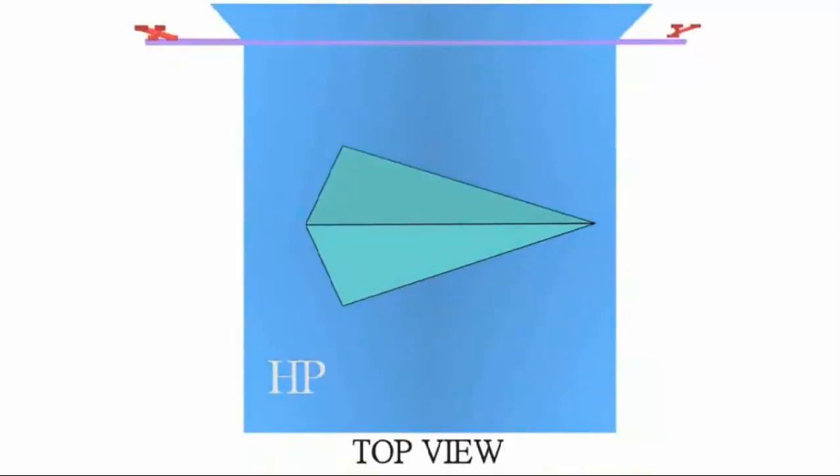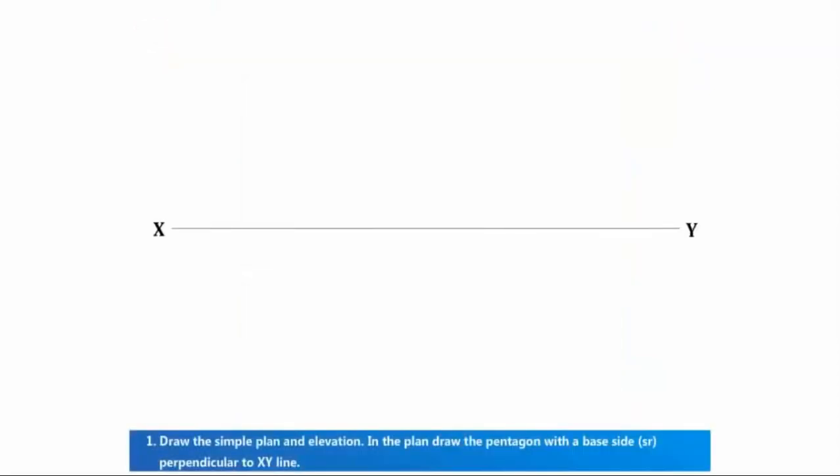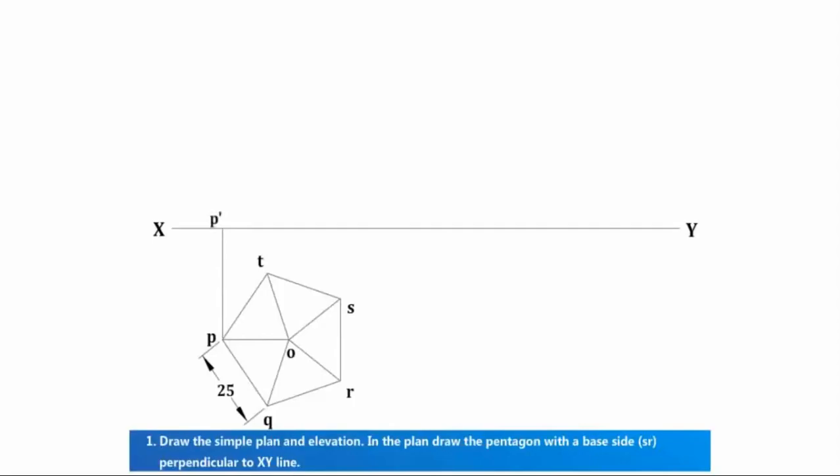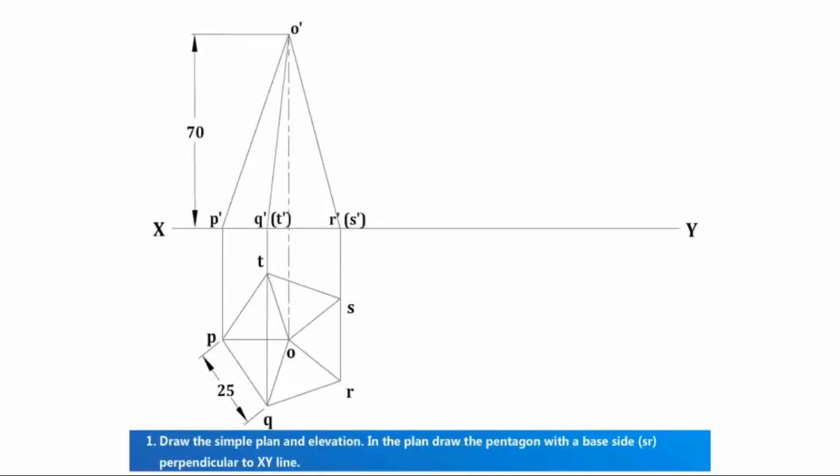Solution to example problem. Draw the simple plan and elevation. In the plan, draw the pentagon with a base side perpendicular to XY line. Now tilt the front view such that the resting edge R', S' is on XY line and the axis is inclined at 30 degrees to the XY line.